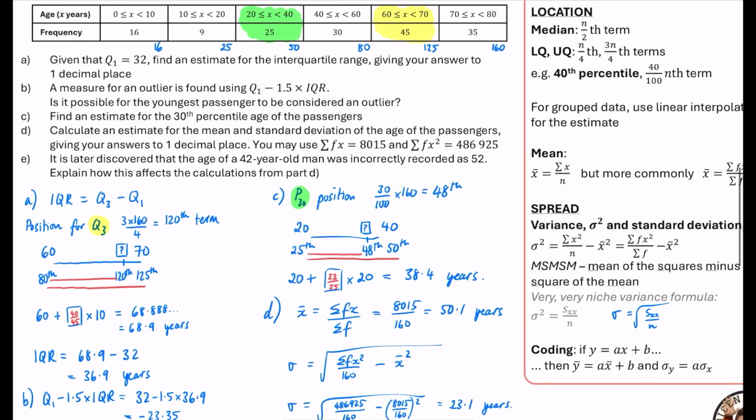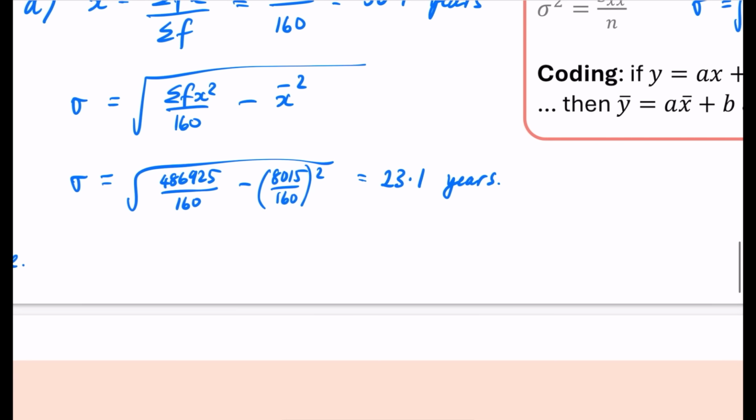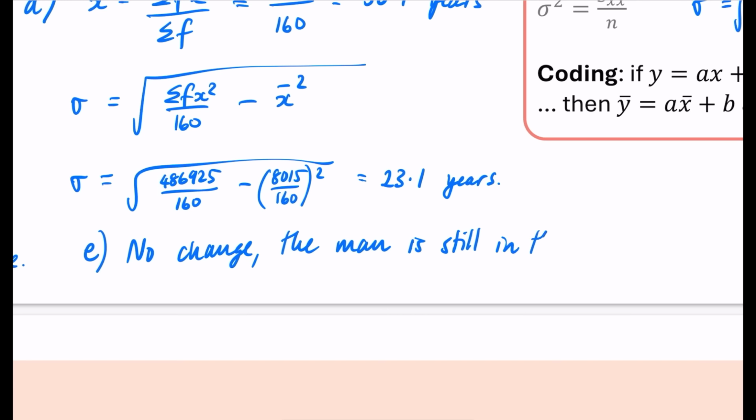And then part E of the question says, it is later discovered that the age of a 42-year-old man was incorrectly recorded as 52. Explain how this affects the calculations from part D. So we have a 52-year-old in this group who was not supposed to be 52, they were supposed to be 42. But actually, it's not going to change anything because they still would be in the same group. So for this part E, how would it affect the calculations? There would be no change. The man is still in the correct group.